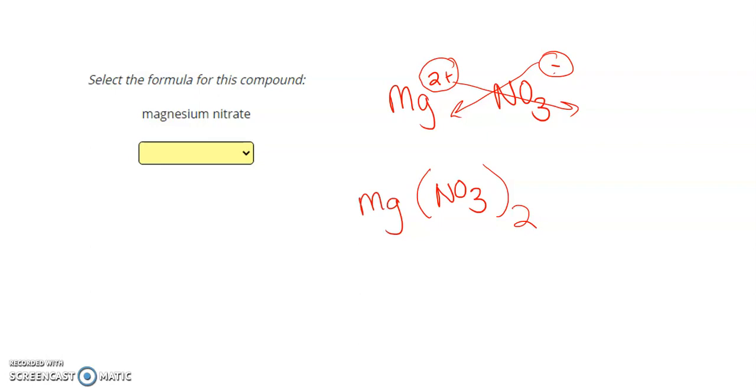Oh, and you do need to add parentheses even if it's around something like hydroxide, a polyatomic ion that does not have a subscript in it, because if you add a subscript to a polyatomic ion, it needs to go around the whole thing and not just one of the elements.